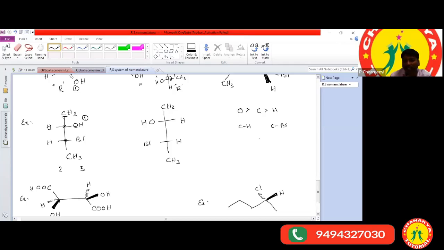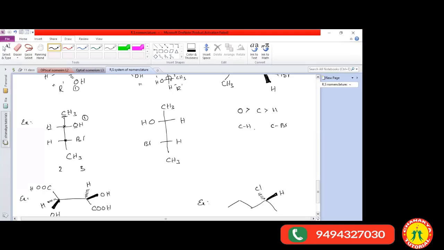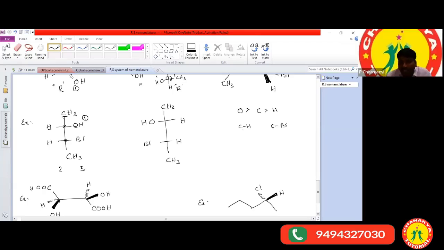For which one can we give the first priority, CH or CBr? We are discussing this example now, talking about the priority order. For which one can you give the priority? So we'll give it to Br.